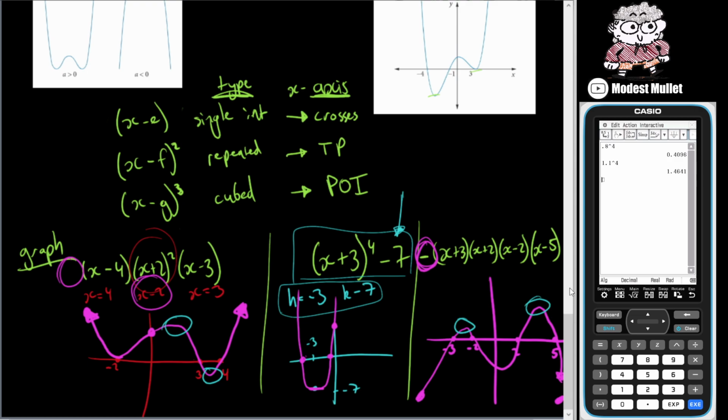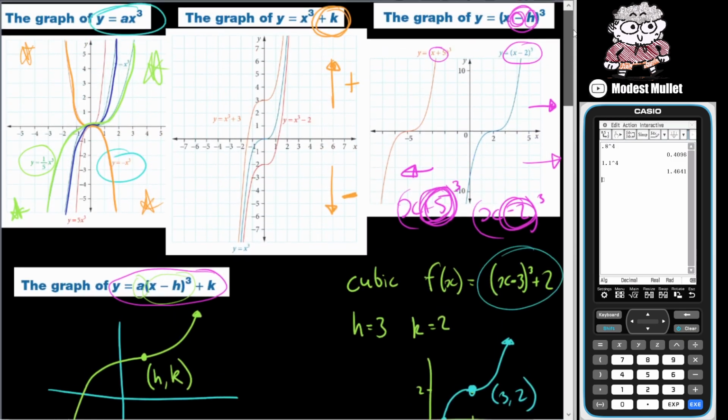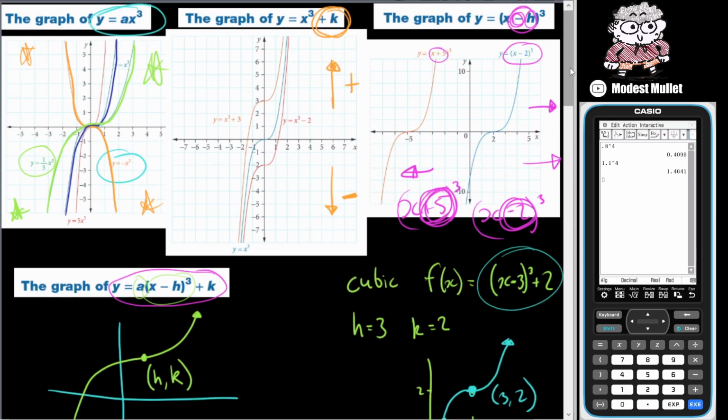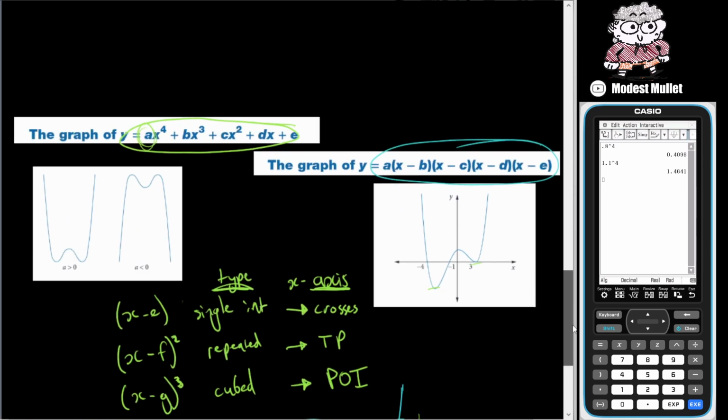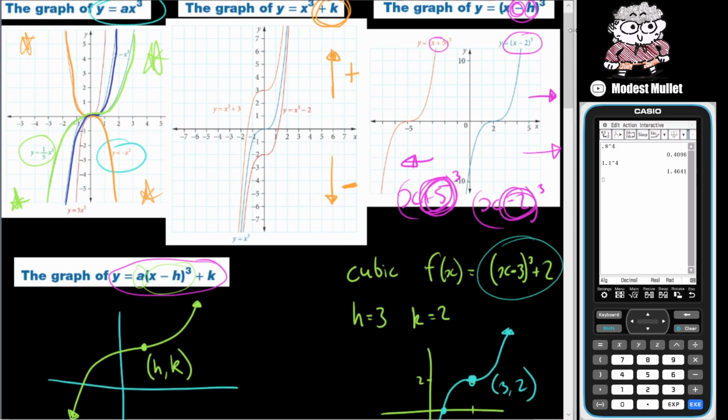That's it for the video. To summarize, we've looked at cubics, 2 different types, and we've looked at quartics, 2 different types. All the skills we've learnt from quadratics still apply: find intercepts and graph. If you have any questions, let me know.